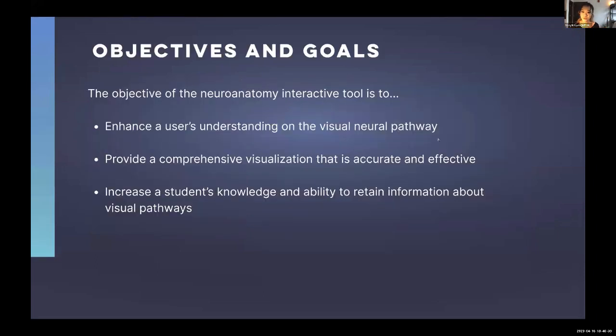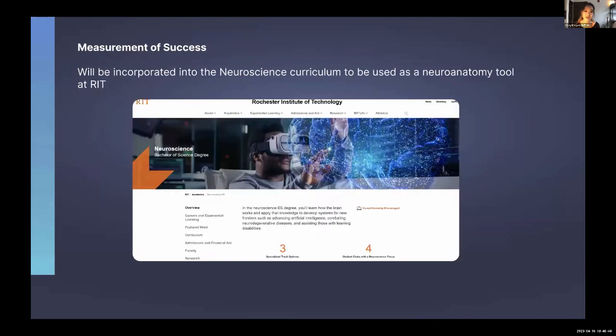And my main goals and objectives of this tool is to enhance the user's understanding of the visual neural pathway and provide a comprehensive visualization that is accurate and also effective. And lastly, to increase the students' knowledge and ability to retain information about visual neural pathways. And what's super exciting is that my tool will be incorporated into RIT's new neuroscience curriculum. So this will be starting during the fall of 2023.